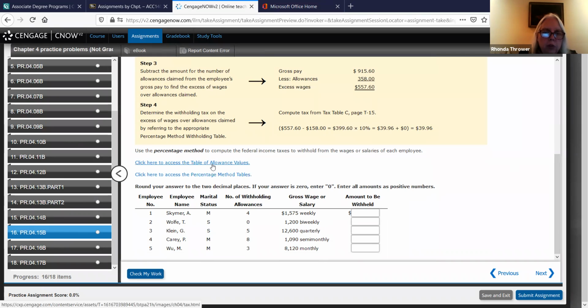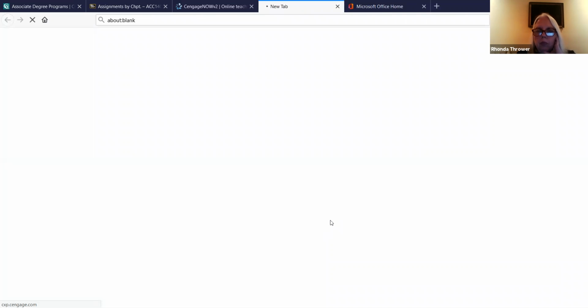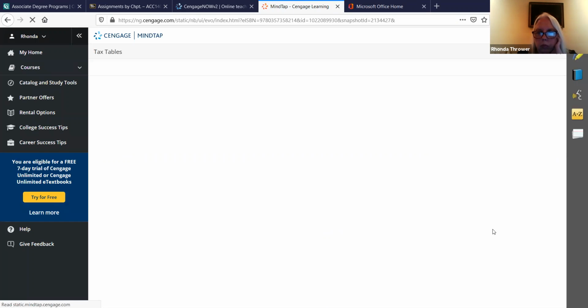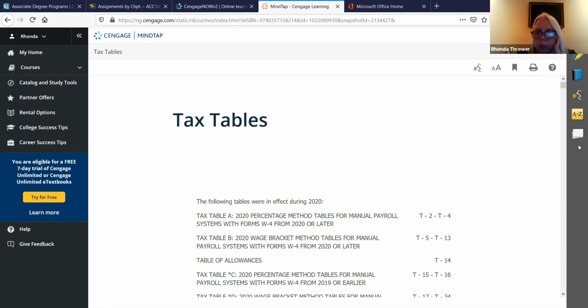So here is where your table of allowances are. That's what I had copied into the Excel spreadsheet that I just showed you. So click on this to get your table of allowances, and click here to get your percentage method table. And right here is a rundown of why we're using table C. It's for the manual payroll systems with forms W-4 that are in place from 2019 or earlier. So we're going to go to tax table C, which would be the percentage method.